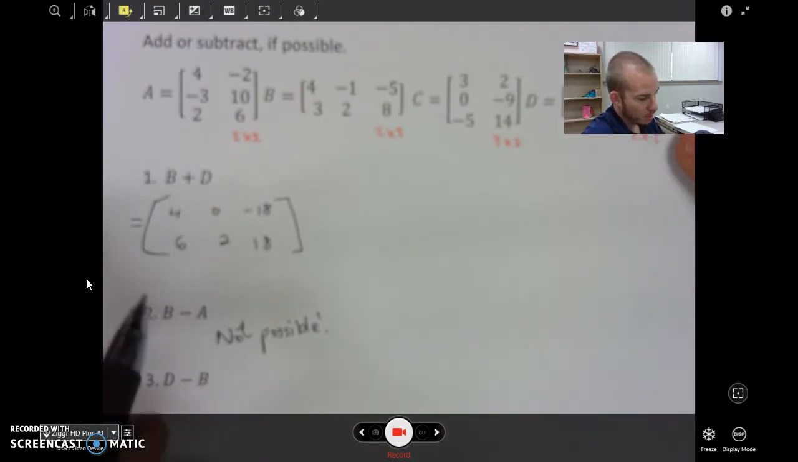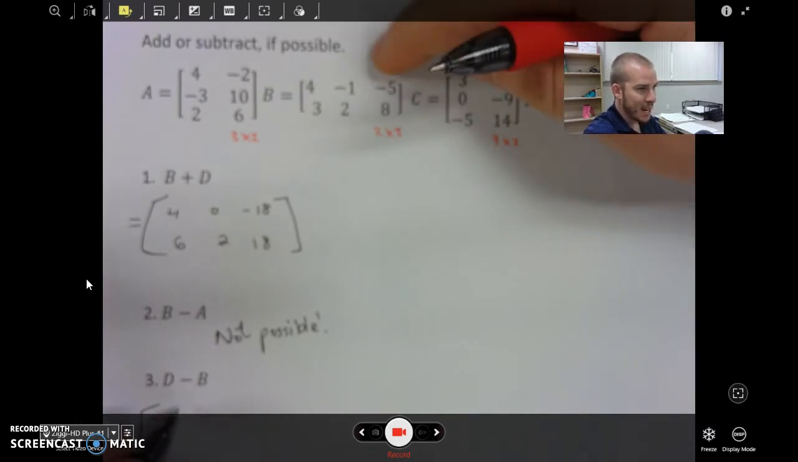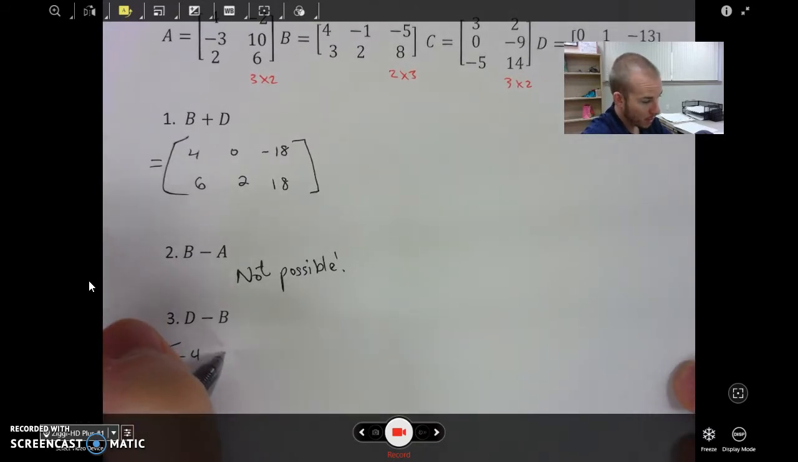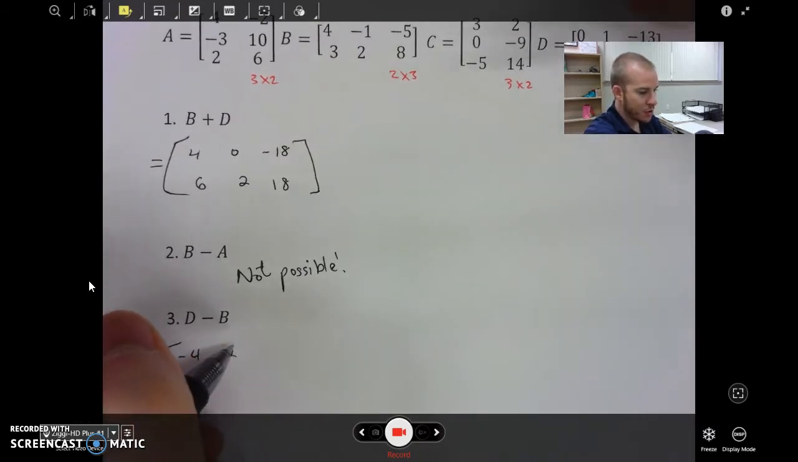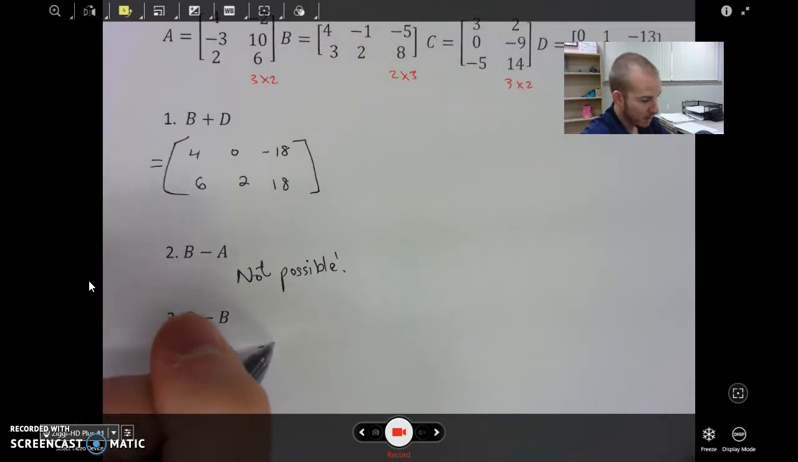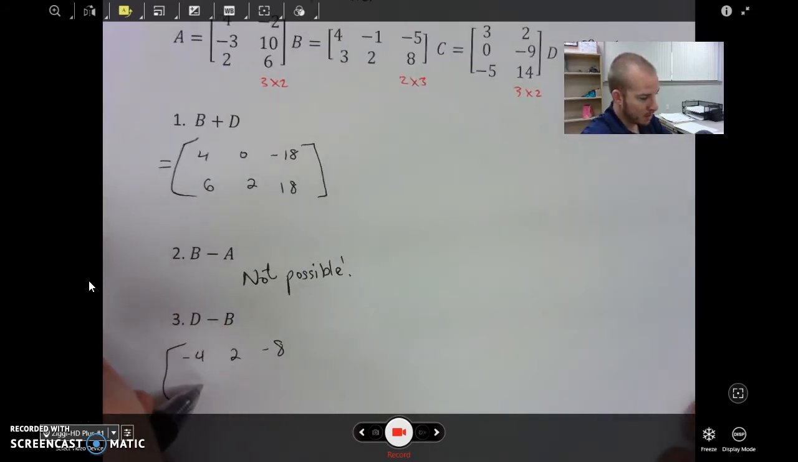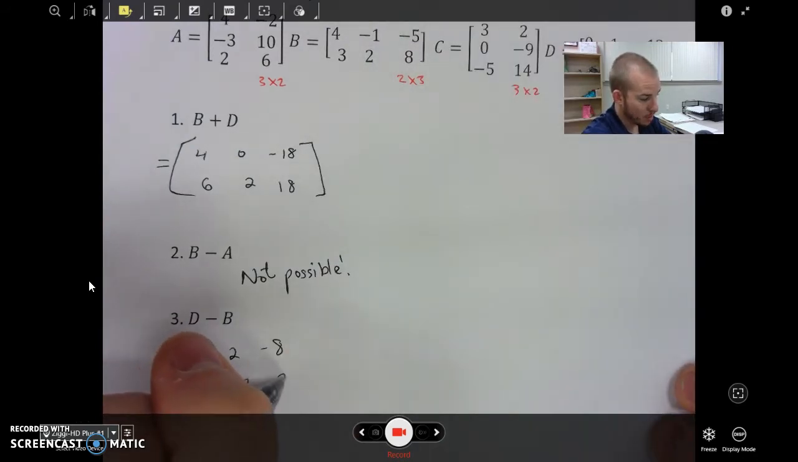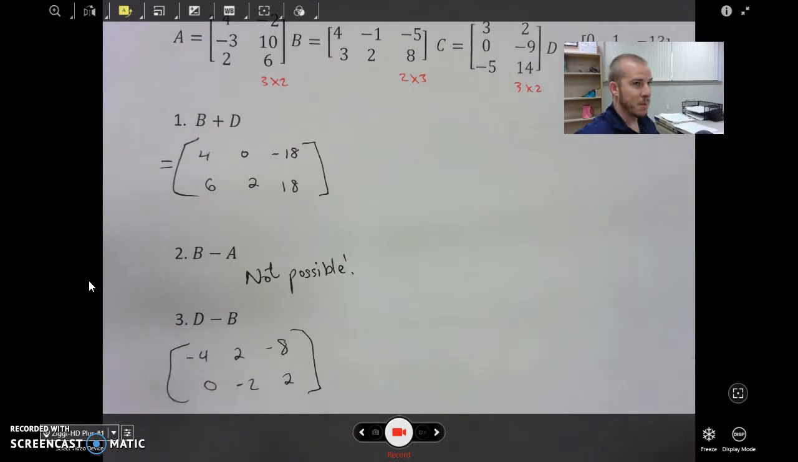D minus B, all right, well 0 minus 4 is going to become negative 4. 1 minus negative 1 is going to become 1 plus 1, so that's going to become 2. Negative 13 minus 5 is going to become negative 13 plus 5, which is going to become negative 8. 3 minus 3 is going to become 0. 0 minus 2 is negative 2. 10 minus 8 is 2. And that's D minus B. So check your work. Make sure your algebra is all good in these. As you saw from earlier in Chapter 3, algebra skills are super important in the stuff we're covering.